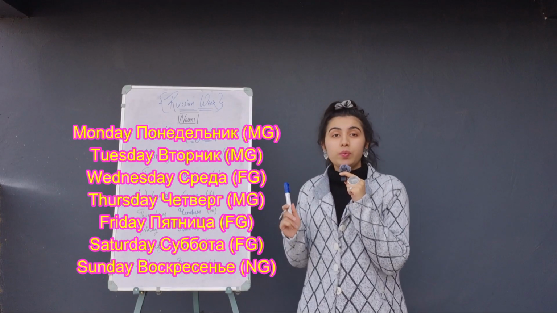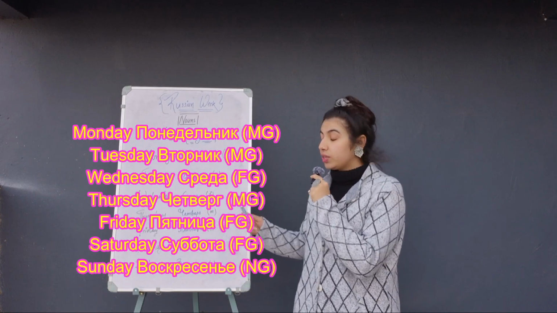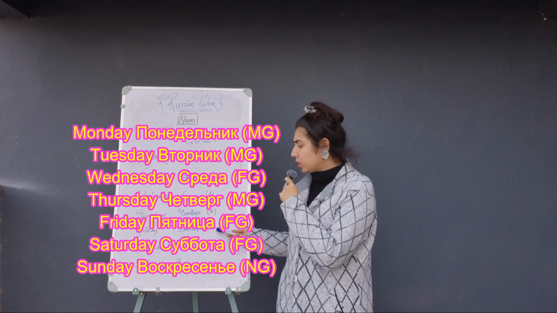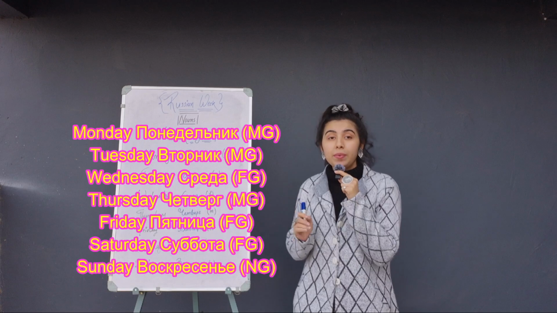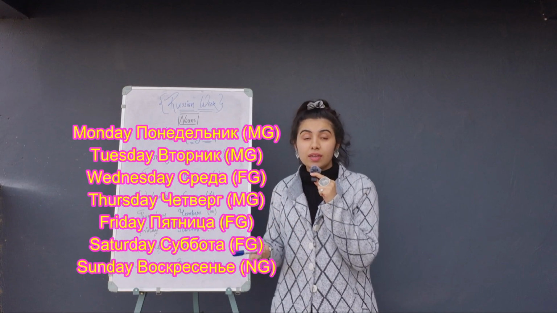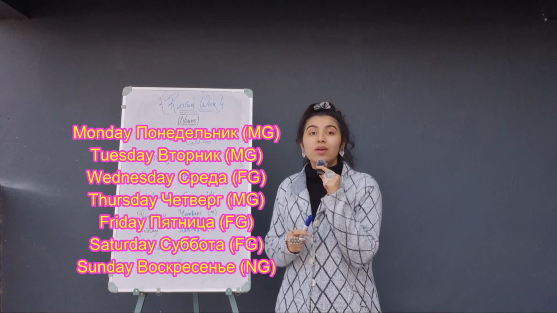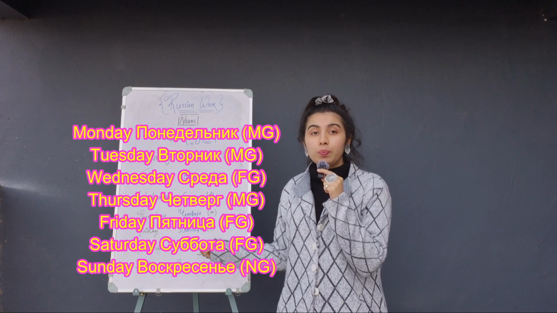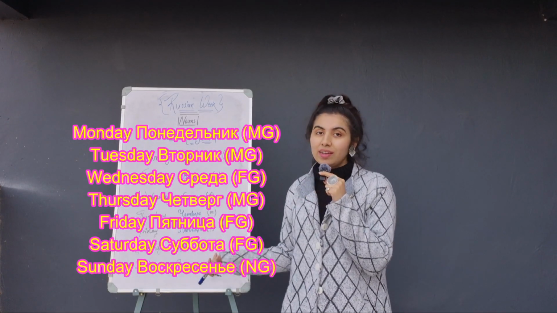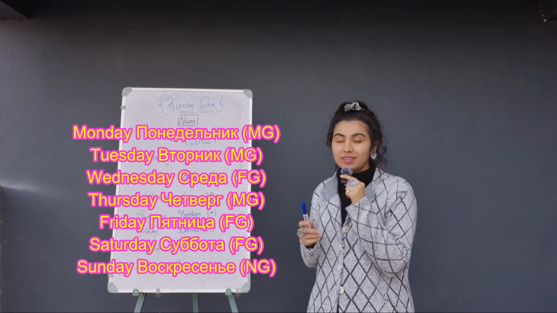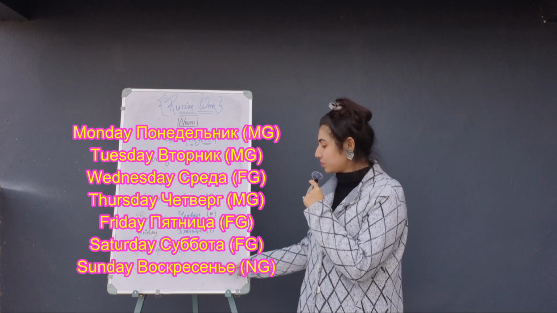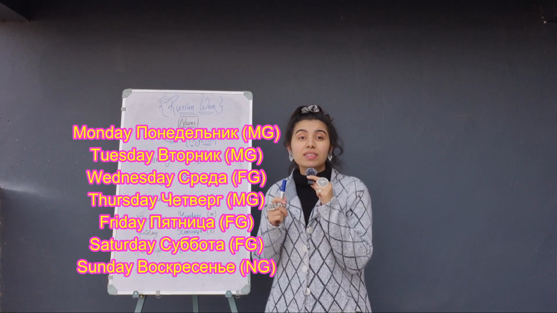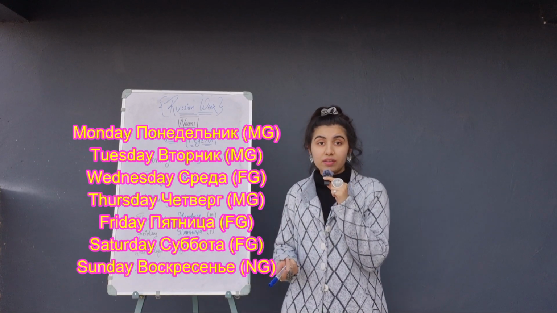Now comes Thursday. That is четверг, which is masculine. Again, the consonant is at the end of the word. Now Friday is пятница. Пятница, Friday, that is feminine. Now суббота. Very easy. Суббота, again feminine, ending with a. Now Sunday. Sunday is воскресенье. That is a neuter gender ending.